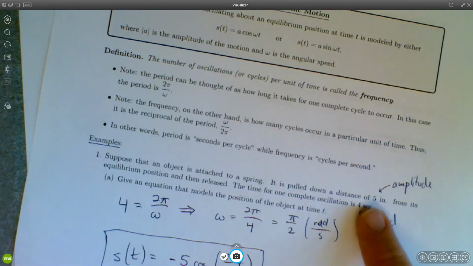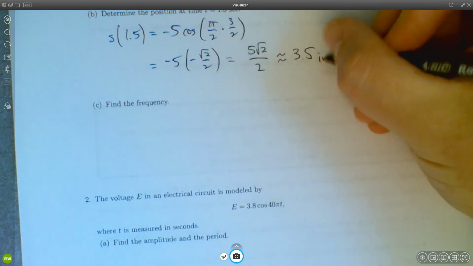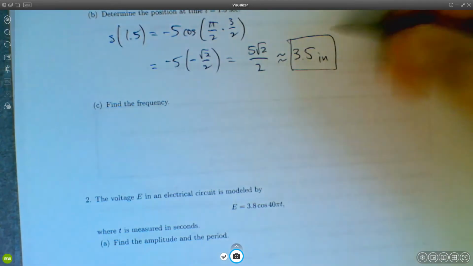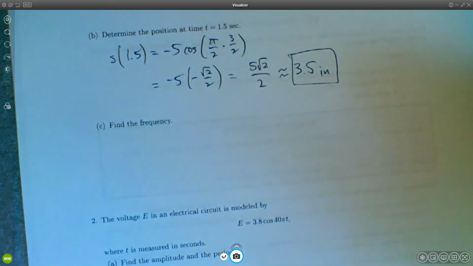What was this? Inches, right? 5 inches. So it's at about 3.5 inches. And since that value is positive, that tells you that it's above its equilibrium position. So it's about 3.5 inches above its equilibrium position. It's kind of cool. And then part C, find the frequency.